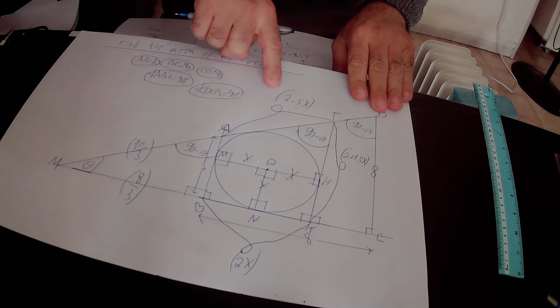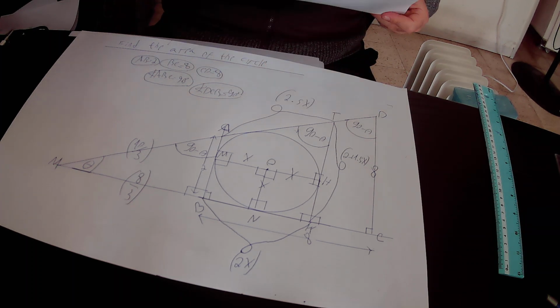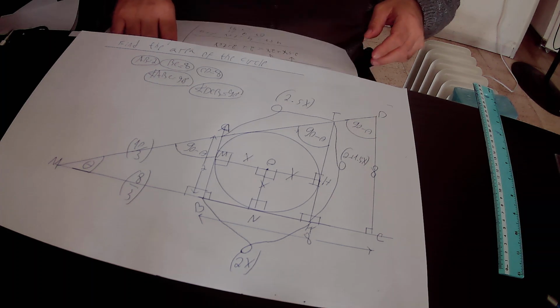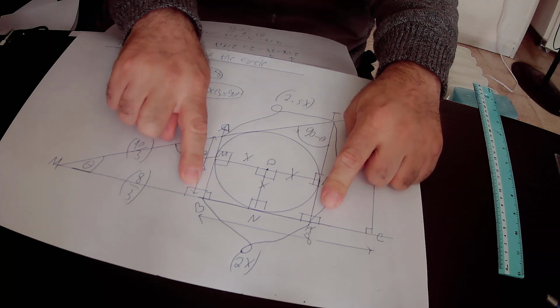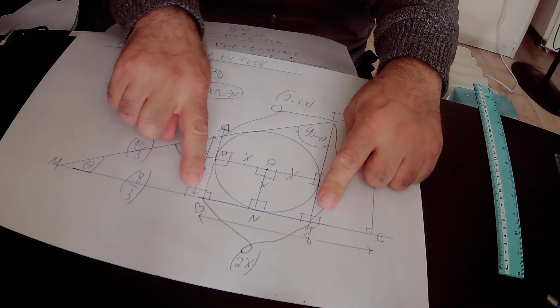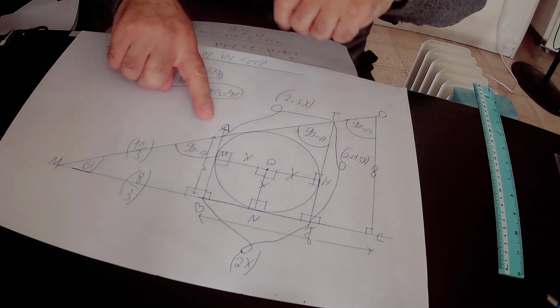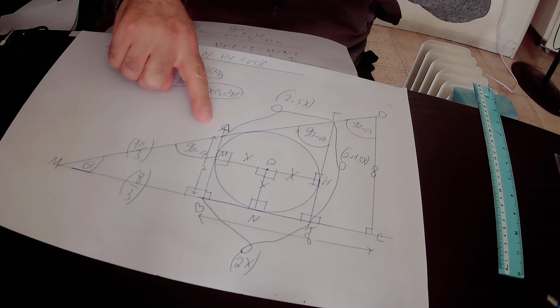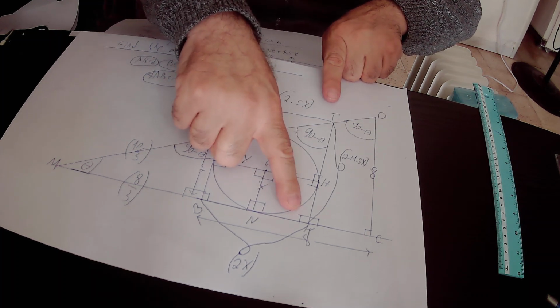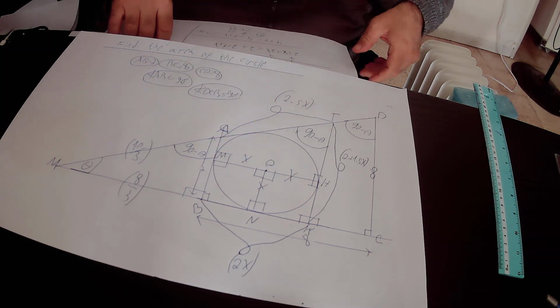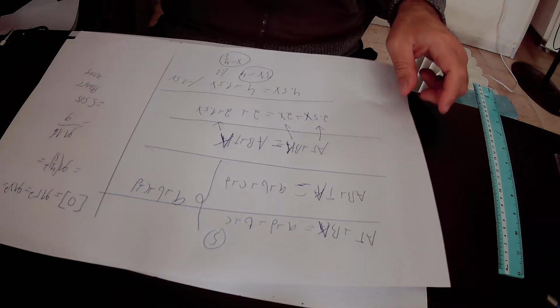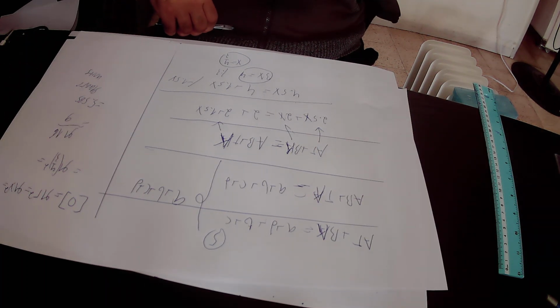AT equals 2.5x, therefore we substitute AT here by 2.5x. BK equals 2x, therefore we substitute BK in our equation by 2x. AB equals 2, so we substitute AB by 2, and finally TK equals 2 plus 1.5x, therefore we substitute TK by 2 plus 1.5x. And finally we found that 2.5x plus 2x equals 2 plus 2 plus 1.5x. 2.5x plus 2x is 4.5x, and 2 plus 2 is 4, plus 1.5x.